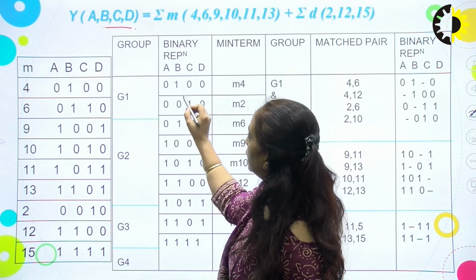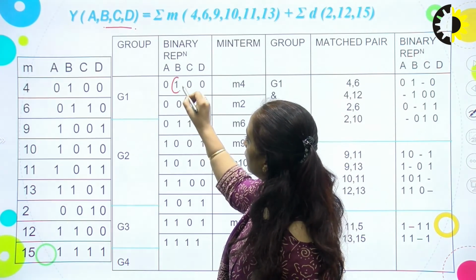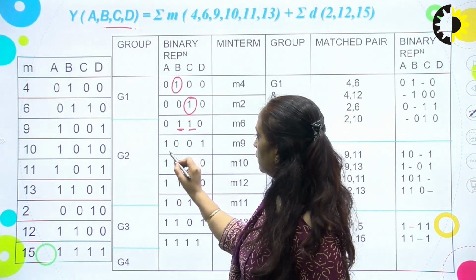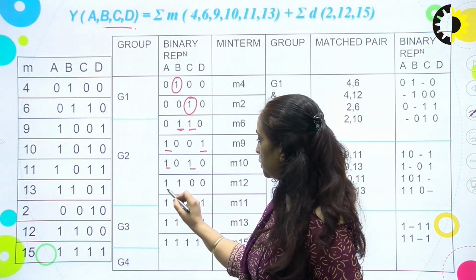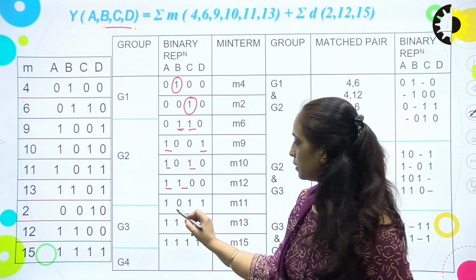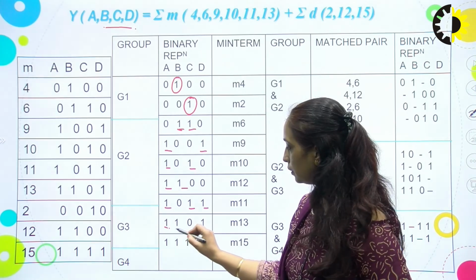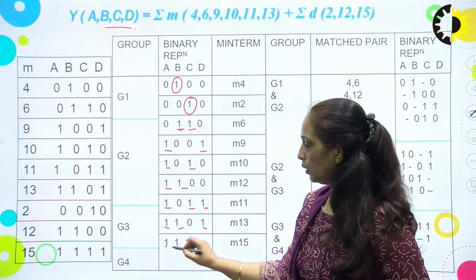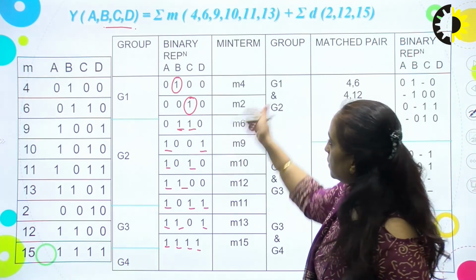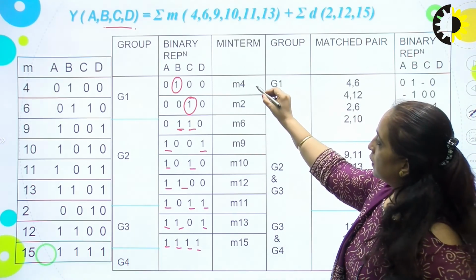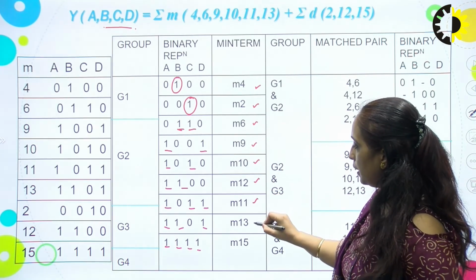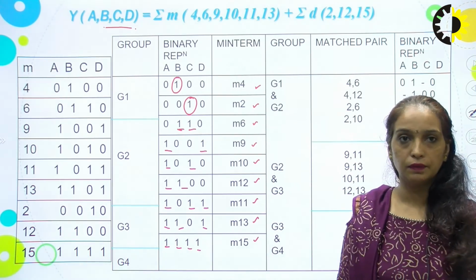So, group 1 will contain a single one. Group 2 contains number of ones equal to 2. Group 3 contains number of ones equal to 3. And group 4 has number of ones equal to 4. So, write the minterms corresponding to these: M4, M2, M6, M9, M10, M12, M11, M13 and M15.